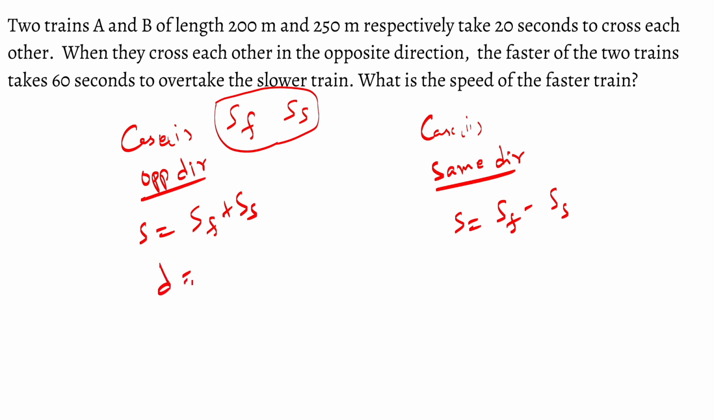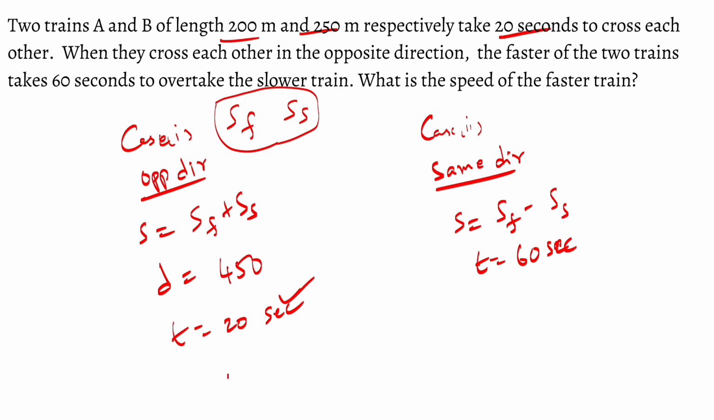Now the distance is the same. The distance that they are covering is 200 plus 250, that is 450. So the length of the trains is equal to the total distance. And time in the first case is 20 seconds and time in the second case is 60 seconds. Be very careful with the values here. It is in seconds, and 450 is in meters, so meter per second, there is no issue at all. If it were in kilometer per hour, then you must convert that into meter per second.